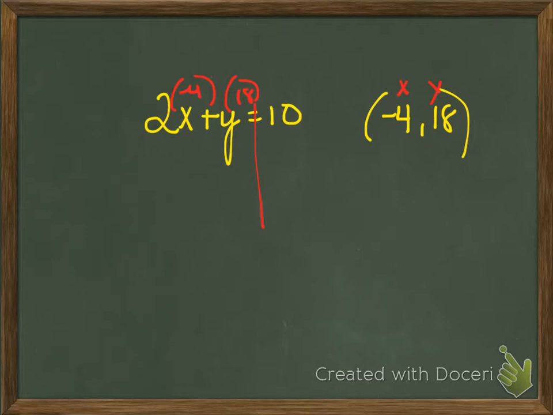Well, 2 times negative 4 is a negative 8, and 18, so plus 18 equals 10. Oh, yeah, negative 8 plus 18, different signs, find the difference, sign of the higher number. 10 is equal to 10, check, check, yay! So negative 4, 18 is a solution to the equation, and it is also, when you graph it, a point that falls along the line of the graph.